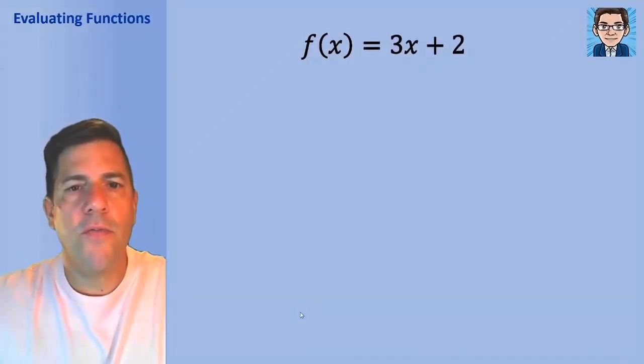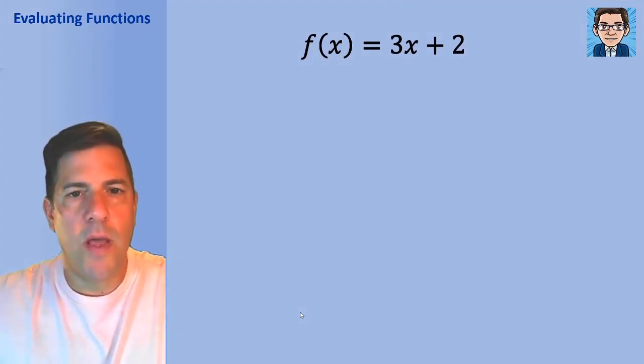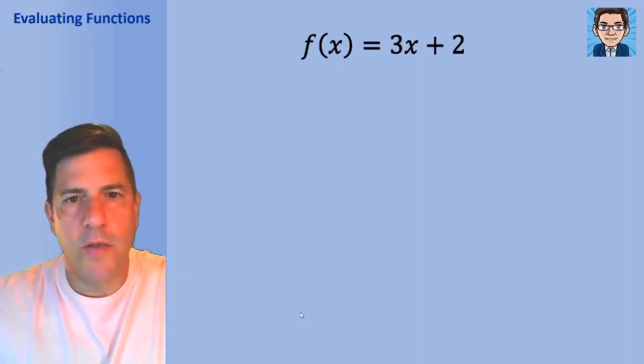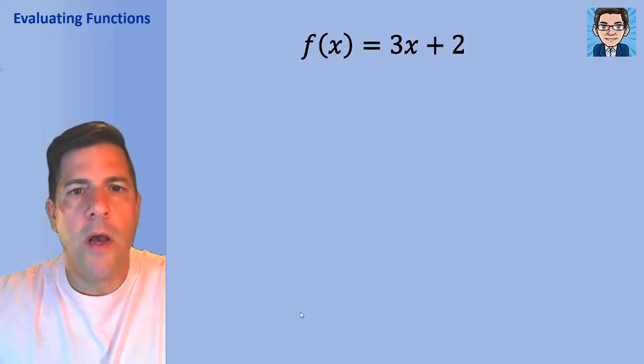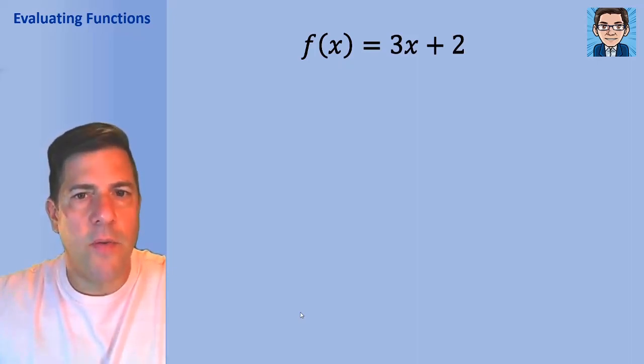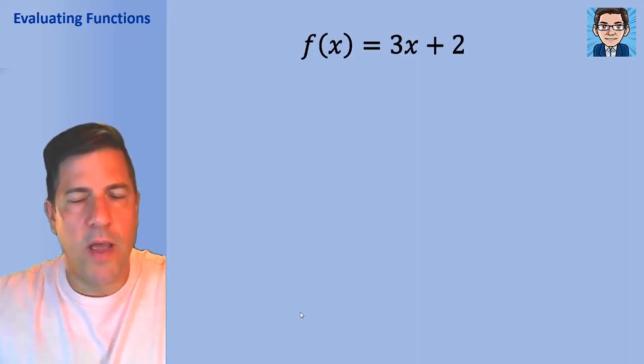Okay, so in function notation, this is read f of x equals 3x plus 2. So we're not multiplying the f and the x. Usually when we have two things next to each other, we're multiplying them together. But f simply names the function, and x is the variable that we're putting into the function. So x is the input, f is the name.